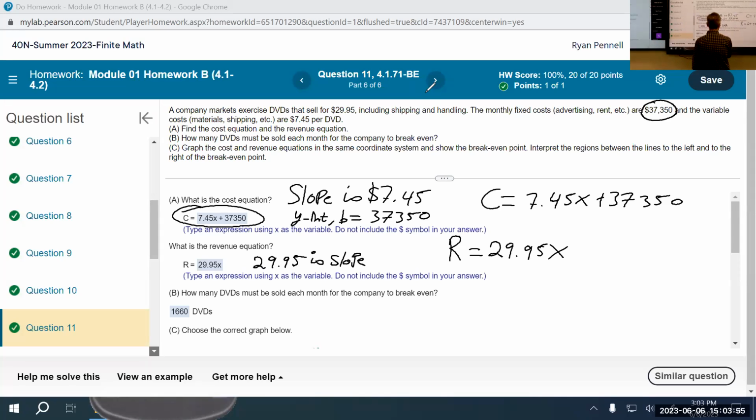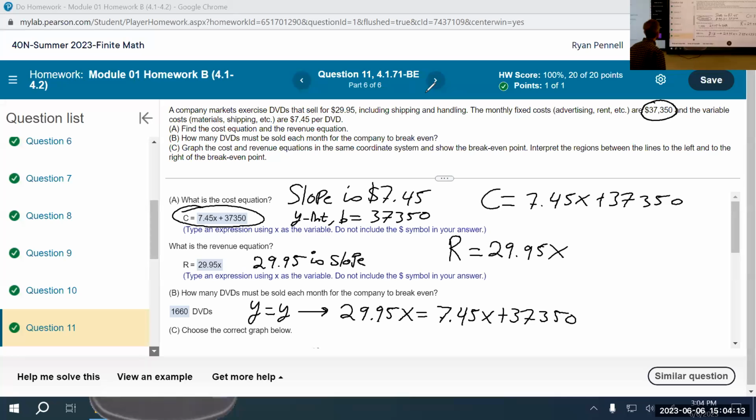So let's do that. It's y equals y, 29.95x equals 7.45x plus 37,350. And we want to solve for x. Solve for x. So we subtract both sides by 7.45x.